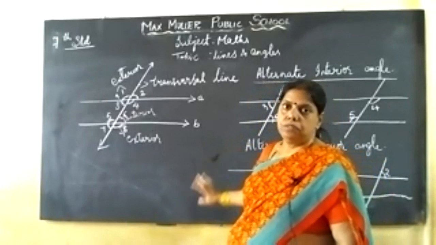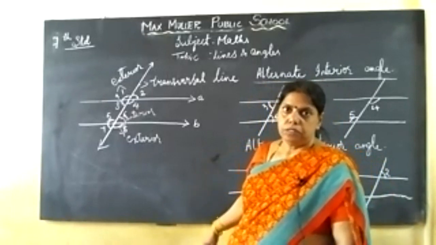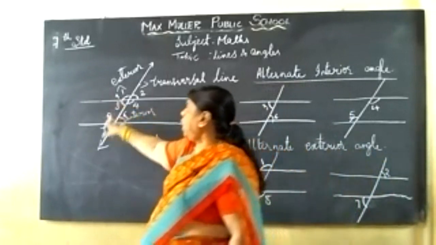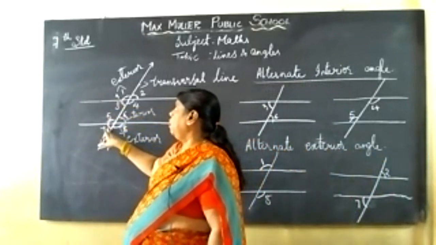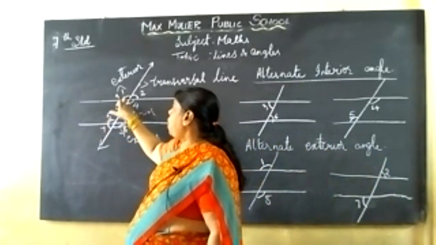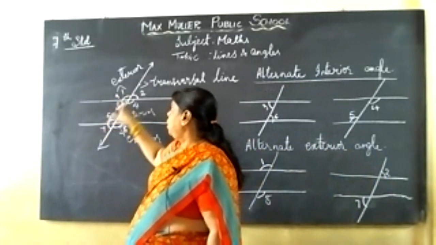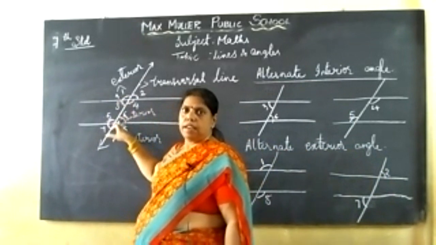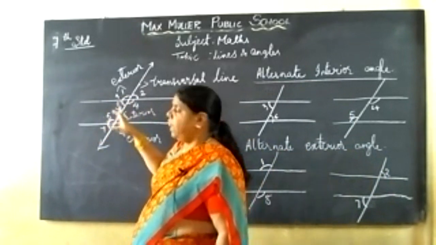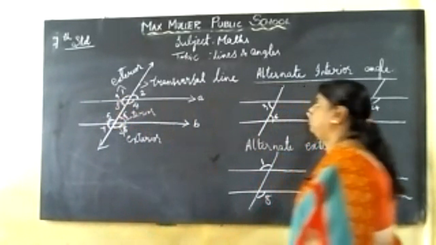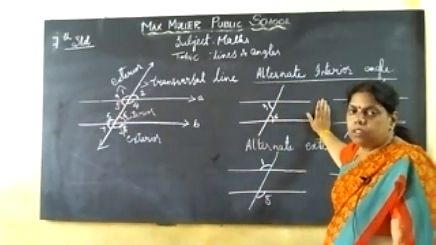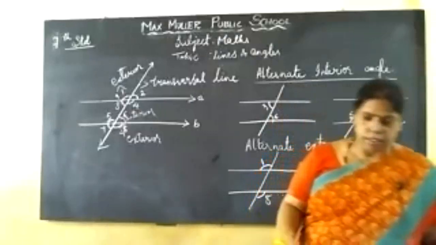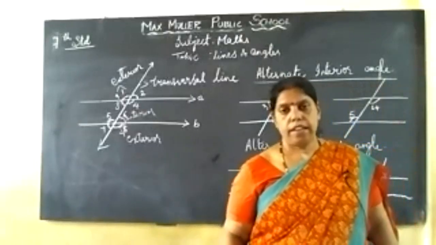Okay? Got it? In corresponding angles, one should be interior and one should be exterior. Okay? See, 1 and 5, 2 and 6. It is a corresponding angle. In the interior, you get like this. Right? Do it. You do other sums also, so that you will understand better.